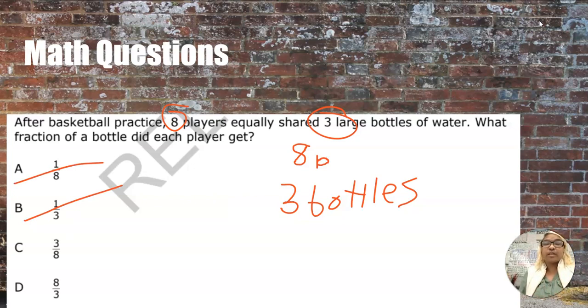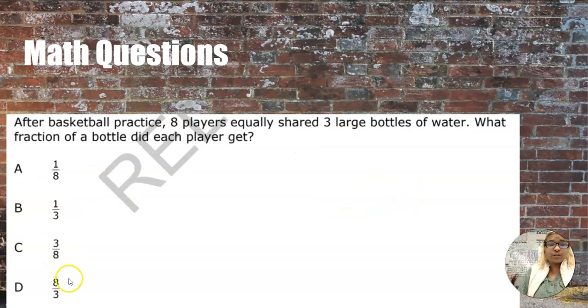And then from there, I'm just going to have to figure out what is being shared, which in this case would be the 3 large bottles. What's being shared is going to be on top. So my numerator would have to be 3. There is my answer. So right off the bat, math can sometimes be a little bit easier.